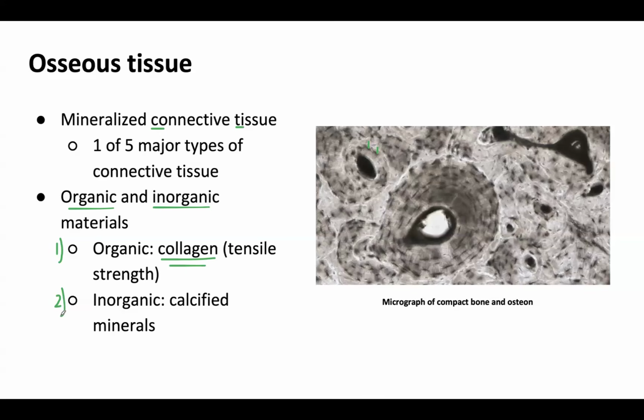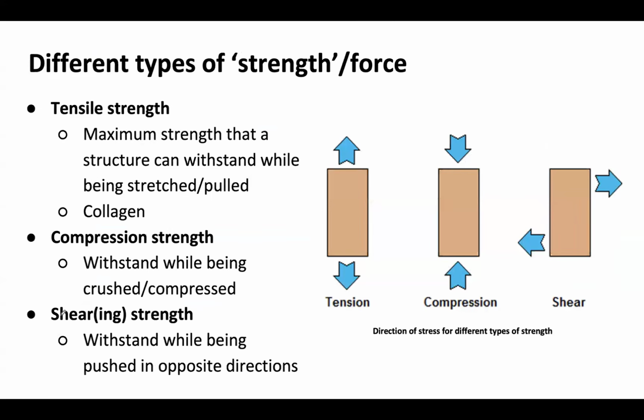The inorganic portion of the extracellular matrix is composed of mineral salts, which confer hardness and much of the rigidity of the bone. Now, I want to take a terminology break here and discuss the three types of forces or types of strengths that will come up throughout our musculoskeletal discussions. This is not only important in terms of bone, but also cartilage, ligaments, tendons, and the connective tissues that surround muscle.